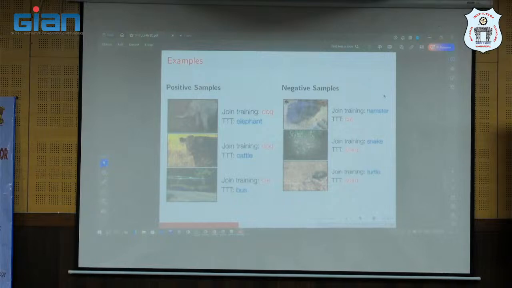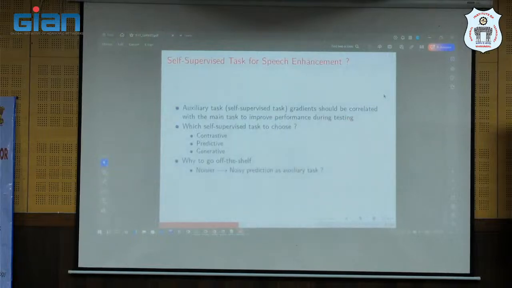Now the question is how we can use it for speech enhancement. For the network to perform better on any task, the auxiliary task that we design must have gradients correlated with the main task gradients. In this case they are not directly correlated; they are showing some gradient correlations, but for the self-supervised task to help the main task, those gradients have to be correlated, right? So what kind of self-supervised task can we design for speech?